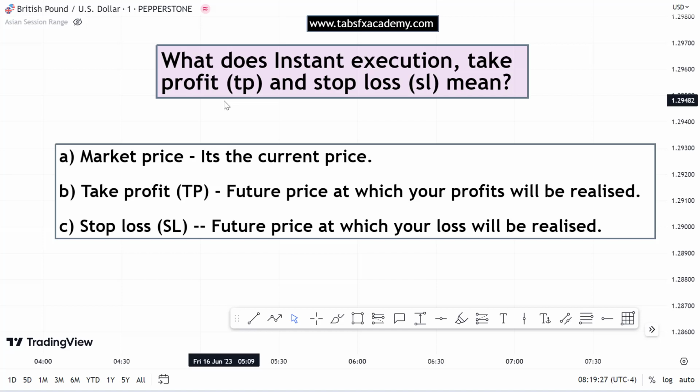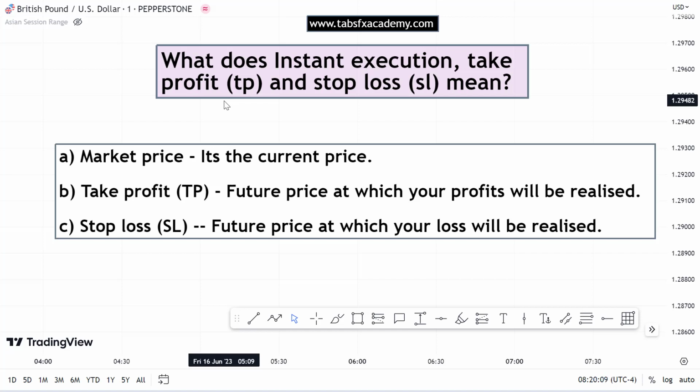And then take profit is a future price at which your floating profits will be realized. Floating means changing profits, changing values of the profit. So once that price has been reached, your profits will go to your balance. In other words, your balance will increase.